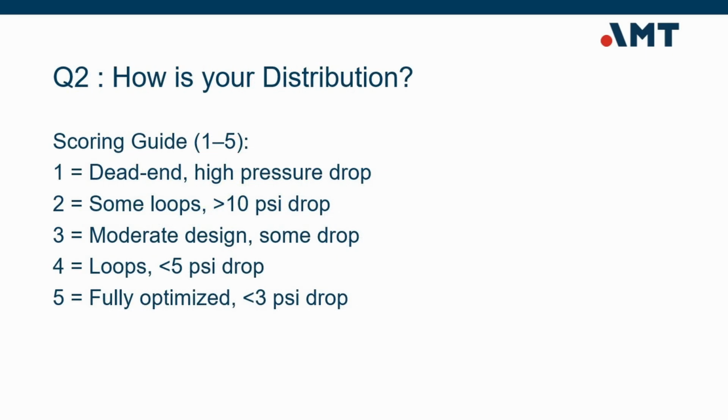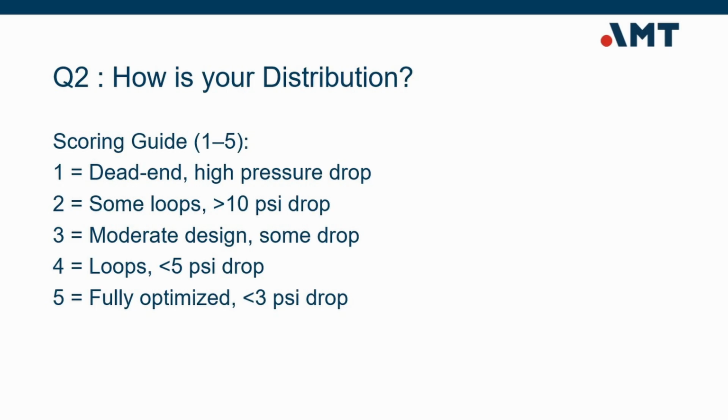Let's look at how your distribution is. Use the scoring guide shown again. A dead-end distribution system often causes large pressure drops. A looped distribution system reduces pressure drop and improves stability. Pressure drop is expensive because it forces higher compressor pressure.